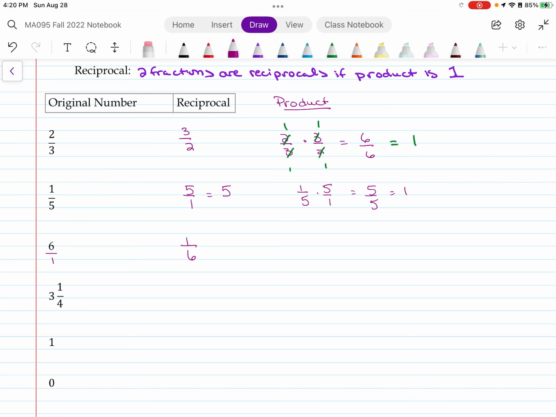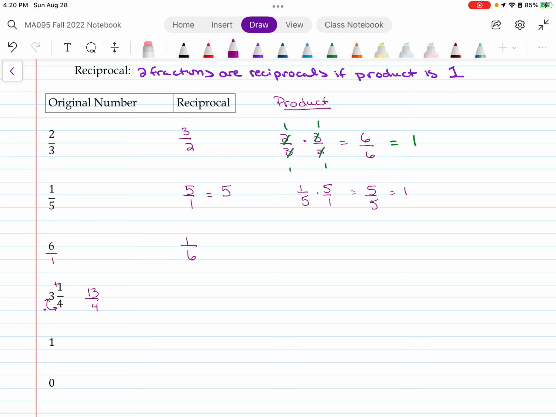How do I take the reciprocal of a mixed number? Here's an example of doing math with mixed numbers. It's a mess, so let's fix this. Let's turn it into an improper fraction, because you can't find the reciprocal of a mixed number unless it's an improper fraction. So how do you make this into an improper fraction? Remember, you multiply these two together, and then add the 1. So 12 plus 1 is 13/4.